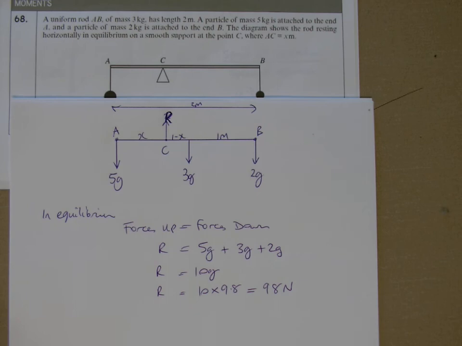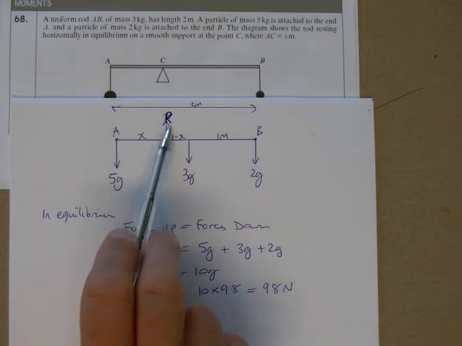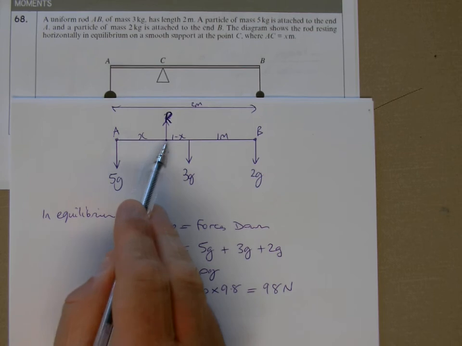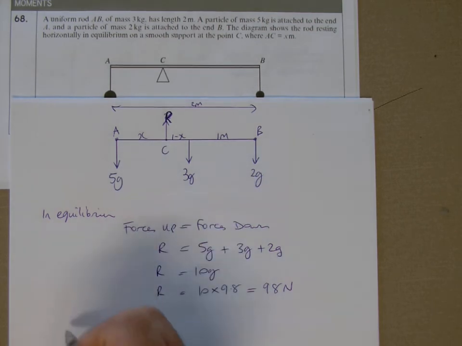Okay. Then what we want to do is work out X. So we worked out the magnitude of reaction at C. Great. We need to now work out what X is, and we can do that by taking moments. You can take moments about A, about C, or B. It's your choice. First, I'll take moments about A.